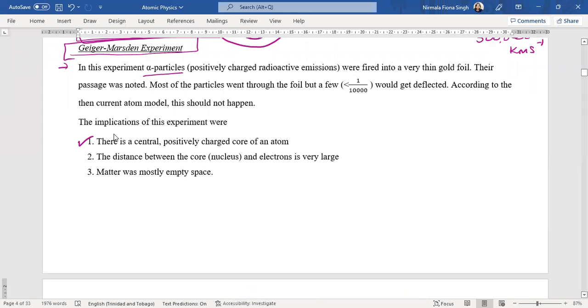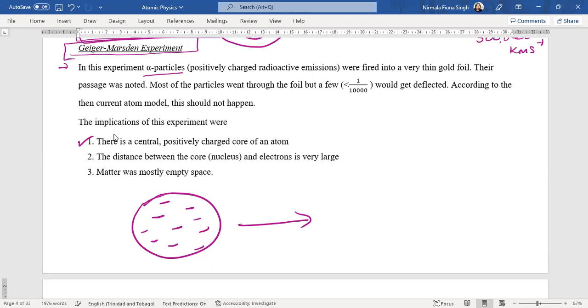So after the Geiger-Marsden experiment, we went from the plum pudding model, which makes no sense in science whatsoever to us, obviously no. After this one experiment, which was in 1911, we went to this.